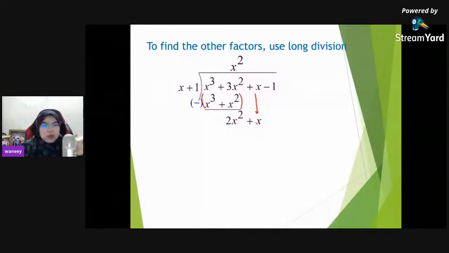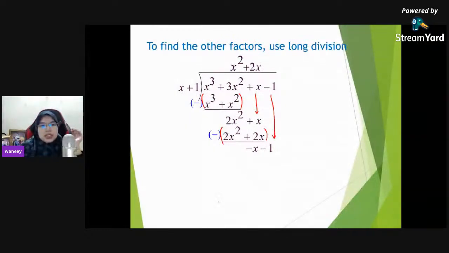Okay, so now we got to think x times with what in order to get 2x squared. So obviously x multiply with 2x. So write down 2x. Okay, so x times with 2x, we are going to get 2x squared. 1 times with 2x, we are going to get positive 2x. Then like usual, put a bracket with a minus. Okay, so of course we should minus them. So 2x squared minus 2x squared, 0. X minus 2x, so it will become negative x. And then simply bring down negative 1.